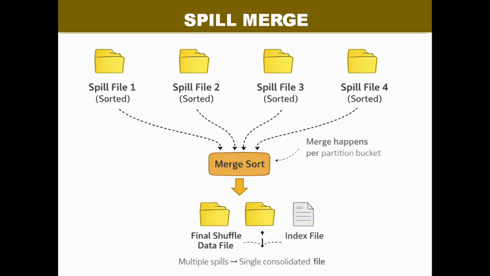performance cost. If multiple spills occur, Spark cannot leave them as separate files. It must merge them. This is essentially a merge-sort operation. All spill files are combined into one final sorted shuffle data file. This merge step consumes CPU and disk bandwidth. That is why the shuffle write phase can become CPU intensive.